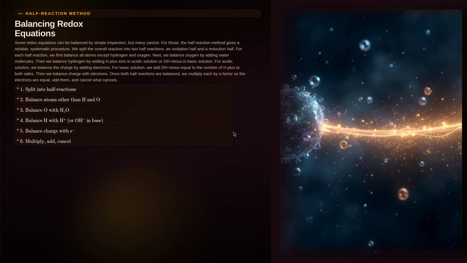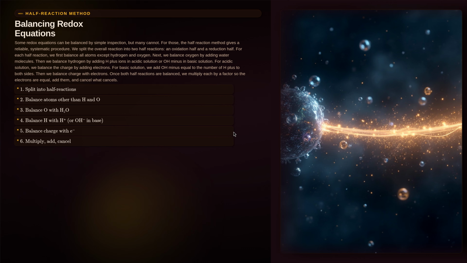Next, we balance oxygen by adding water molecules, usually to the side that is short on oxygen. Then we balance hydrogen by adding H+ ions if the reaction is in acidic solution, or OH- if it is in basic solution. For acidic solution, we balance the charge by adding electrons to the more positive side. For basic solution, we add OH- equal to the number of H+ to both sides, which converts H+ to water. Then we balance charge with electrons.